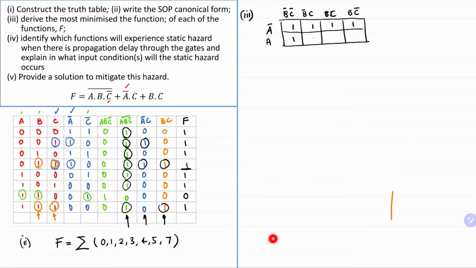So go from 1, 1, 0, 1. So minimize the function f. So we can draw a loop of 4. Here's a loop of 4. They give you a bar.